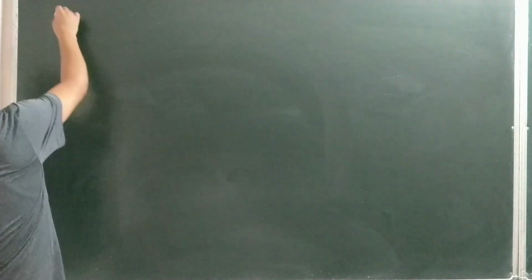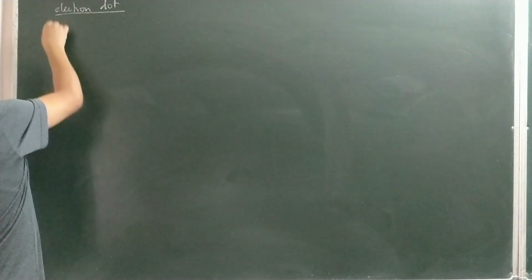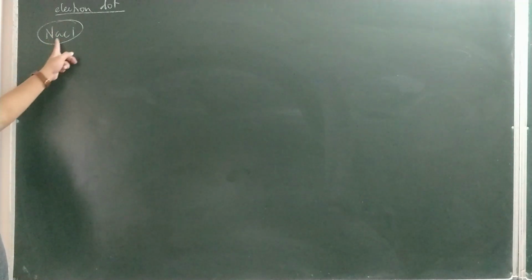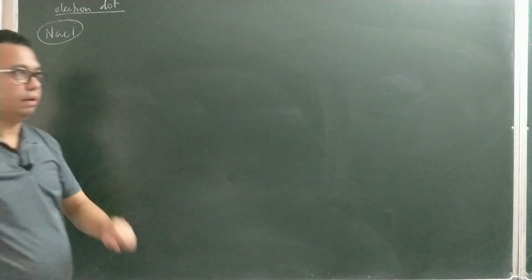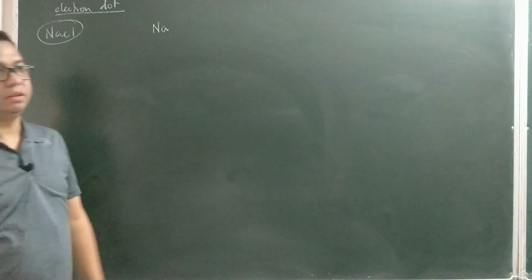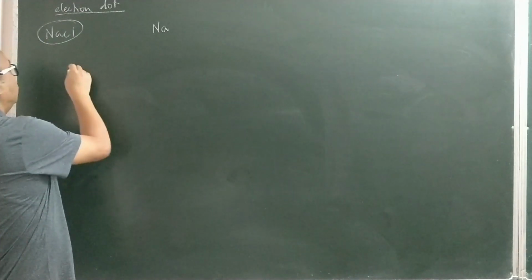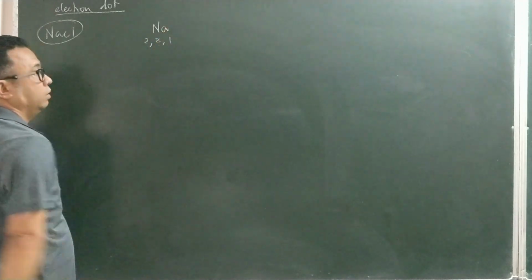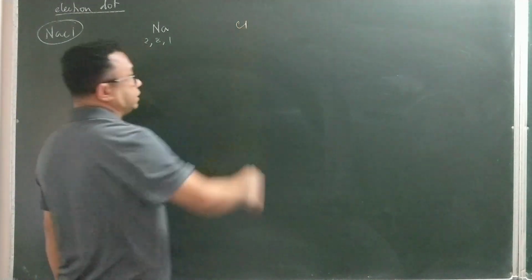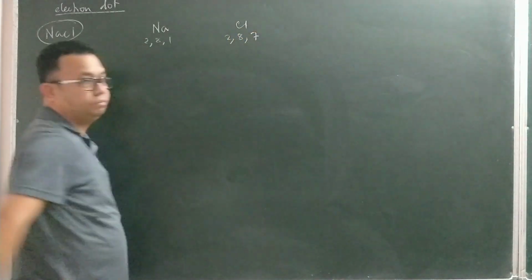First, let me start with the electron dot structure of sodium chloride. How does the formation of the molecule sodium chloride take place with the combination of sodium and chlorine? Sodium, as you know from the periodic table chapter, is the 11th element, so its configuration is 2, 8, 1, and its outermost shell has 1 electron. Chlorine is the 17th element, so its configuration is 2, 8, 7.